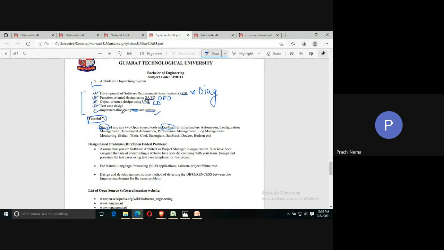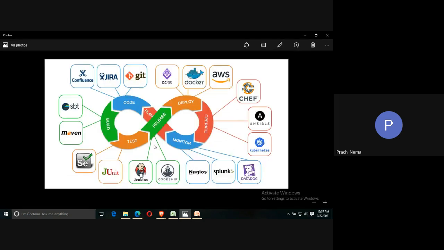Now what you have to do in your tutorial: if you look at this tutorial, they are saying that you have to study any two open source tools in DevOps. Now what are the tools? For that, just have a look at this image. This is the life cycle of DevOps, and for each phase there are various tools mentioned. All these icons which you see here are the names of the tools.